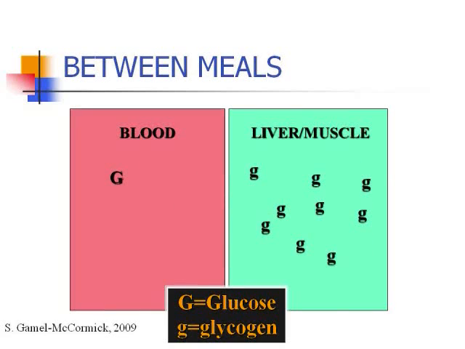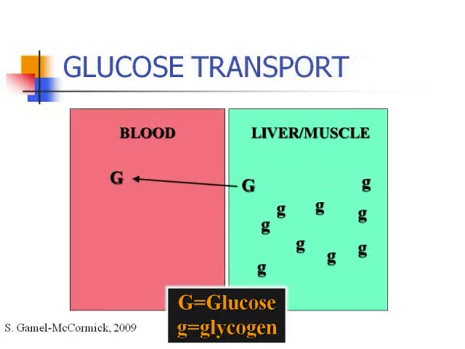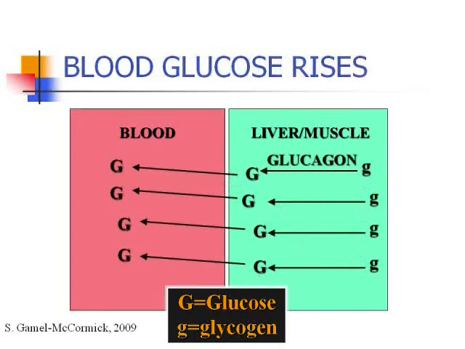Between meals, blood sugar drops. Glucagon is released, breaking down liver glycogen into glucose. Glucose is then transported back into the bloodstream. It travels through the body and is available to the body tissues for growth and energy needs.